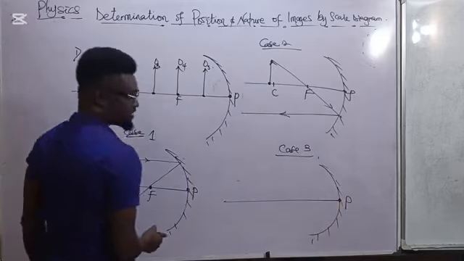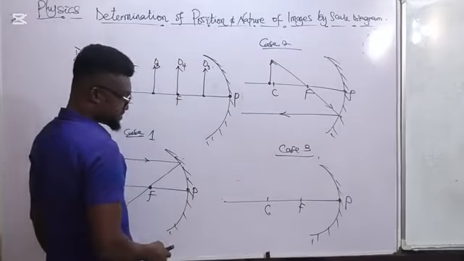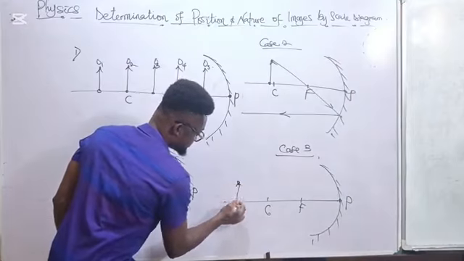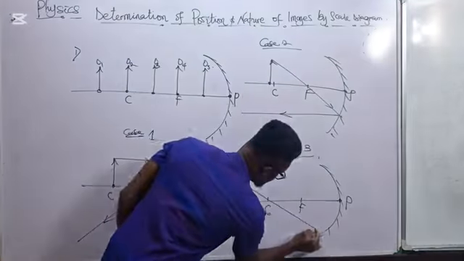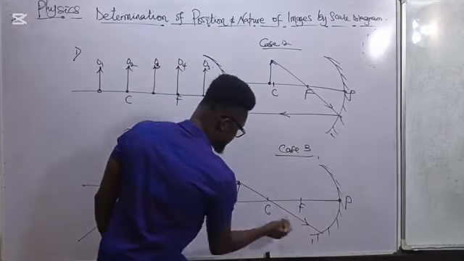We have here a principal axis. Let's say we have here the principal focus, and here is the center of curvature. Now bear this in mind. Let's say we have an object here, and the ray from it passes through the center of curvature. So here is the incident ray.